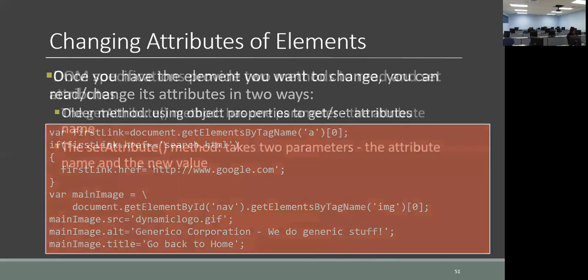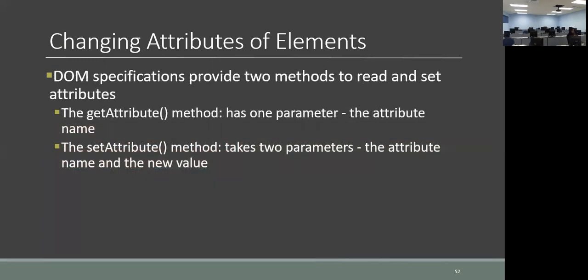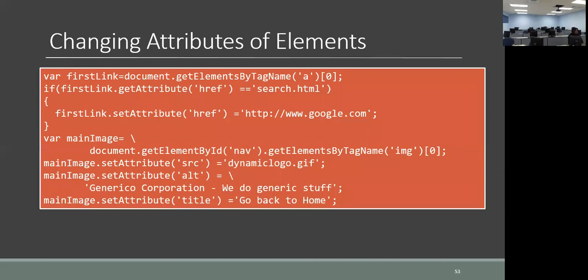Now, we have another way of doing it. The DOM specification actually provides two methods. So the API, you can actually use the methods getAttribute and setAttribute, which do the same thing. Get just retrieves it for display or manipulation, set actually changes the value. And so here's the same example.